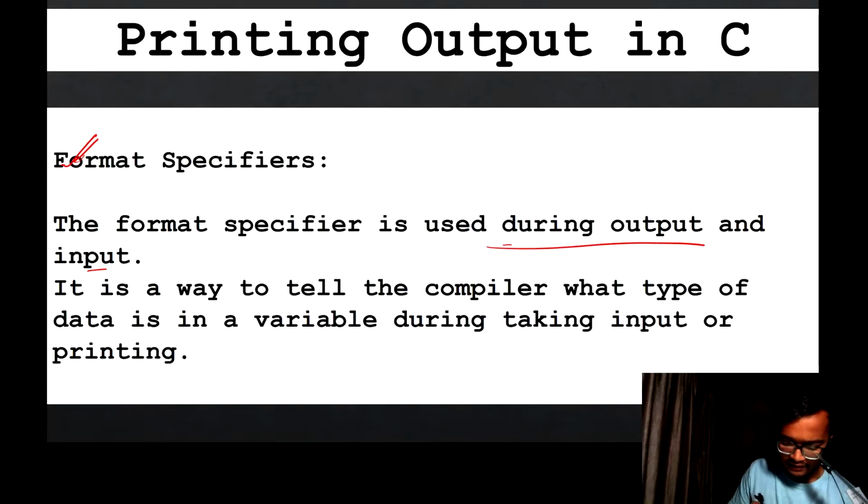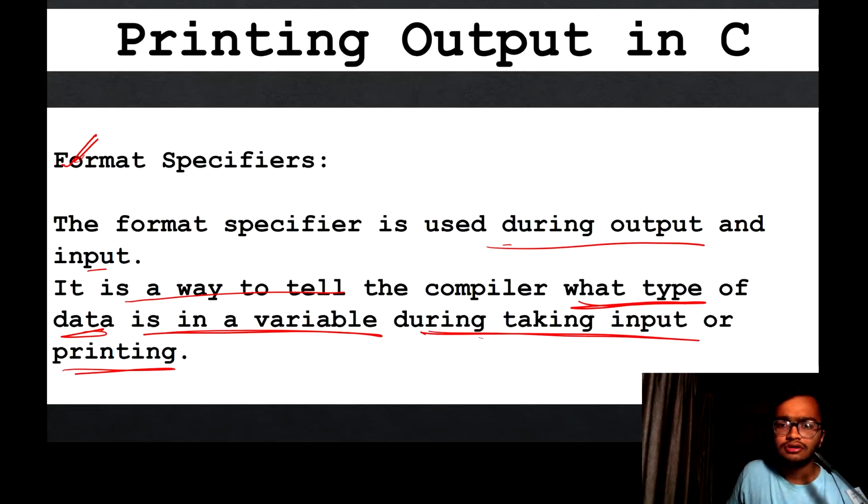If I underline this, it is a way to tell the compiler what type of data is in a variable during taking input, also during printing. So during taking input and also during printing output, we have to tell the compiler what kind of output we are printing and what kind of input we are expecting. In case of input, we will not discuss that now, we will discuss input in the next video. For the time being, for printing output, we have to tell the compiler what kind of data our variable is going to print. So let's see a few format specifiers for respective data types.